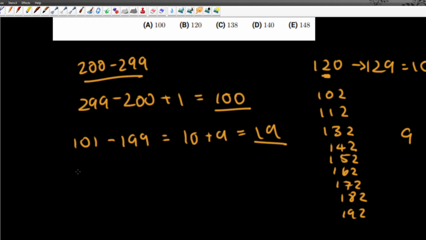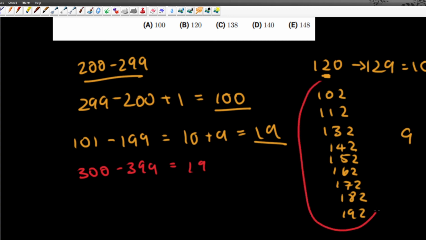So the next set of numbers is 300 to 399, which we should see is also 19, because it follows the same pattern as the set from 100. So we get 100 plus 19 plus 19 is equal to 138. That's our answer.